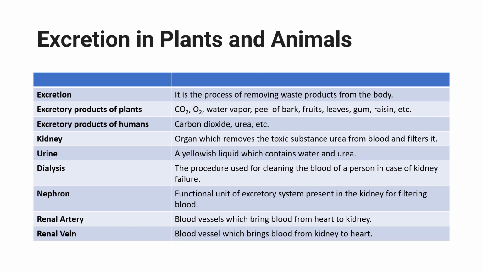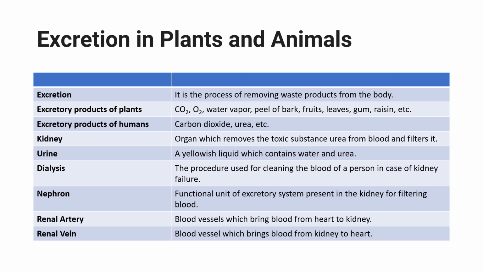Excretory product of humans: carbon dioxide, urea, etc. Kidney, the organ which removes the toxic substance urea from blood and filters it. Urine, a yellowish liquid which contains water and urea. Dialysis, the process used for cleaning the blood of a person in case of kidney failure.